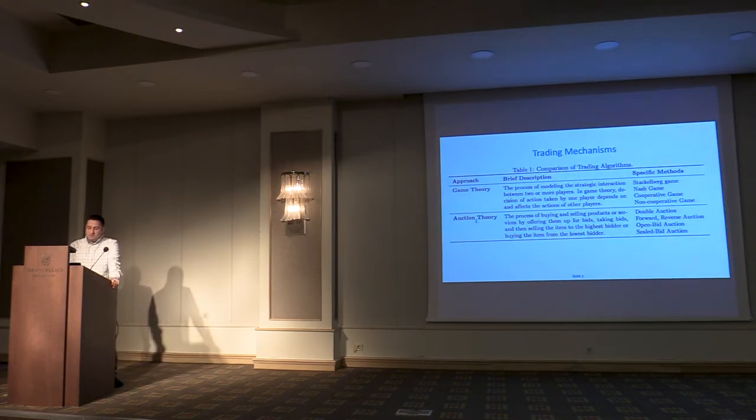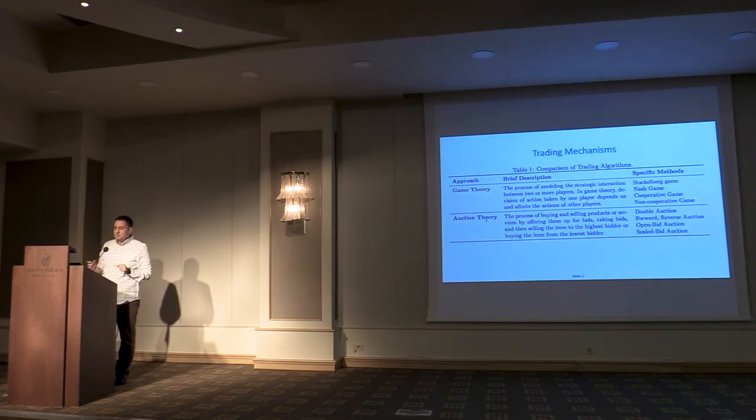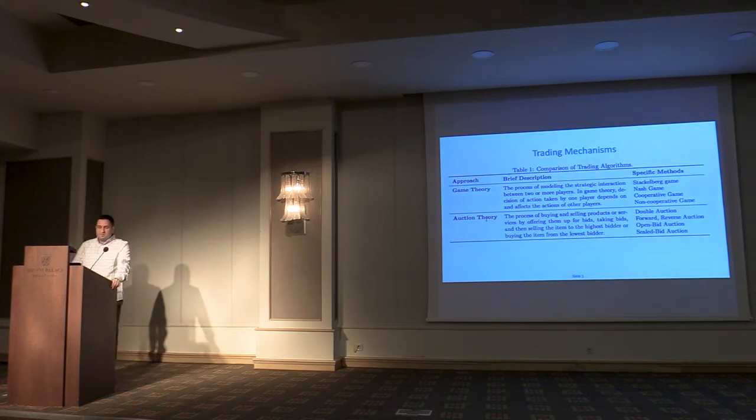I want to talk about auction theory because we all know what an auction is. It's the process of buying and selling products. The product is sold to the bidder who gives the highest bid, and it's bought from the seller who has the lowest bid. And it can be a double auction, forward auction, open bid, or sealed bid auction.